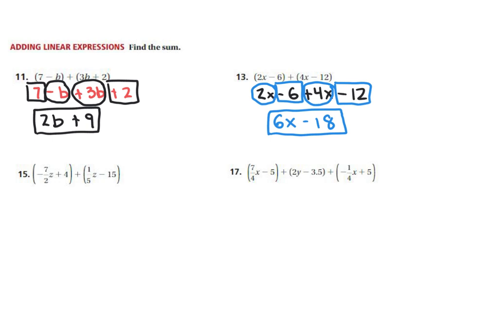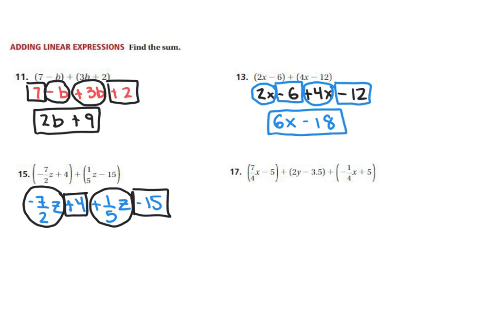On to number 5. We'll rewrite this one as well. This is going to be negative 7 halves z plus 4 plus 1/5 z minus 15. So here I have negative 7 halves z plus 1/5 z, and then I have 4 minus the 15. So 4 minus 15, I know that's going to give me negative 11.